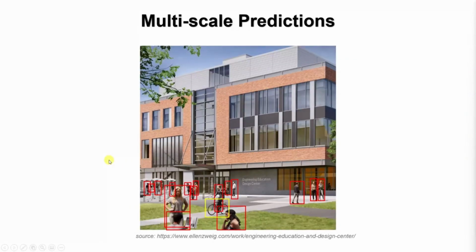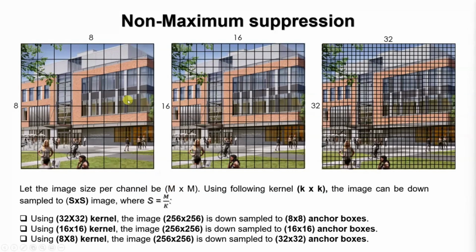Another challenge is: what will happen in the case of objects with different sizes? As you can see, the bounding box for this person is larger than the bounding box for that person, which is very small. How can we solve this? We use the multi-scale prediction method, which is sometimes also confused with non-maximum suppression.